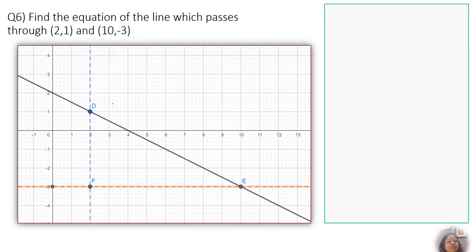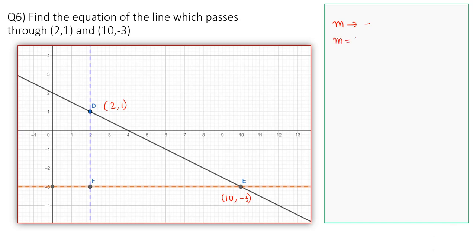Alright, let's look at another example from the worksheet. Find the equation of the line which passes through (2, 1) and (10, -3). So let me first label the two points. The point D is (2, 1) and the point E in this case is (10, -3). If you make a rough sketch and look at the nature of the line, then you know that the gradient in this case is going to be negative. So you just keep that in mind while finding out the gradient so that there is no error in that.